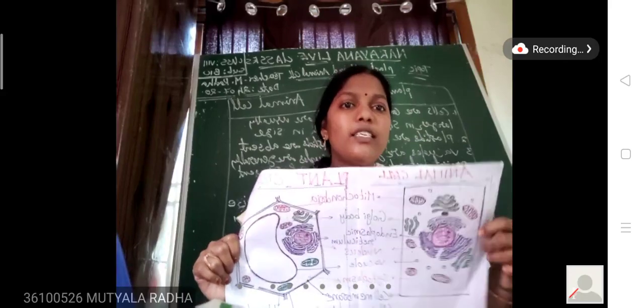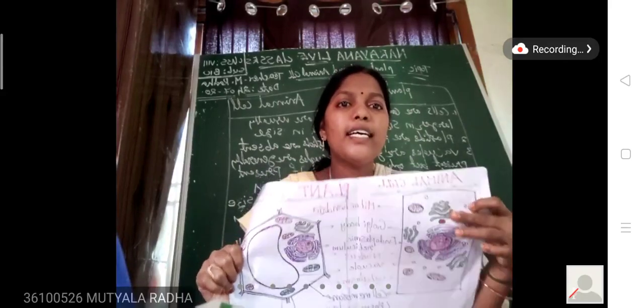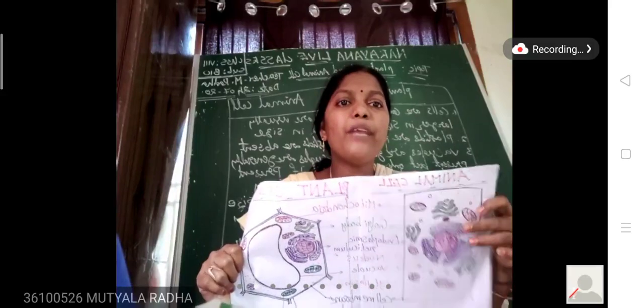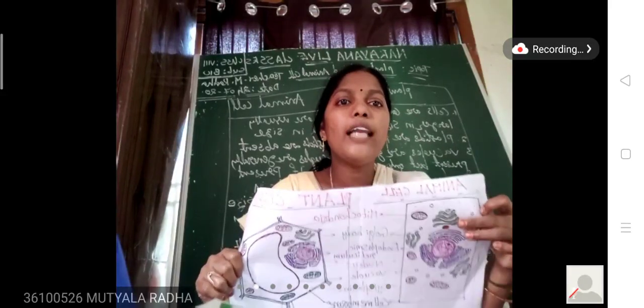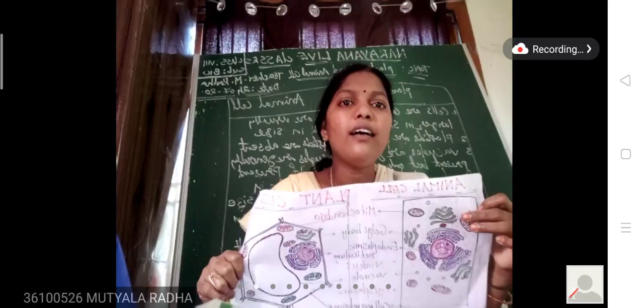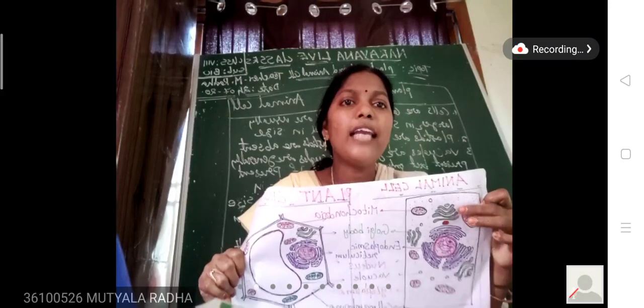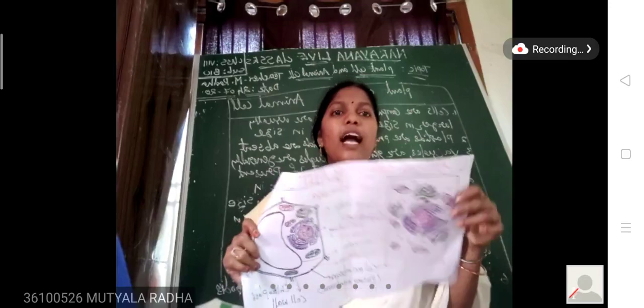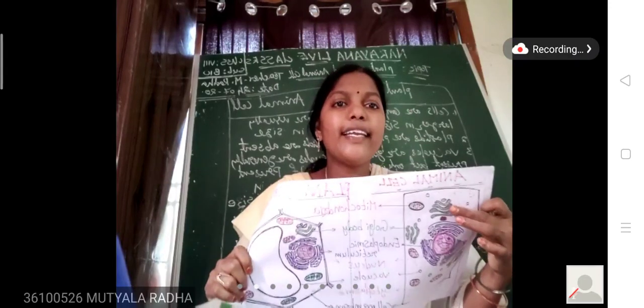Okay. Next, Golgi complex. The Golgi complex packs the materials which come from the endoplasmic reticulum to the Golgi complex. These are packed by the Golgi complex. The Golgi complex is called a secretory organelle.